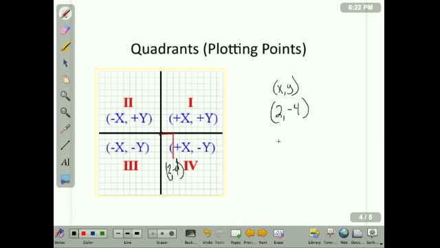Now if I wanted to plot another point, say negative 4, positive 6, what that means is that I'd start at 0, 0 again, I'd go in the negative direction on the x-line, and I would go 4 units, and then I would go up 6 units, plot my point there, and that would be negative 4, 6.